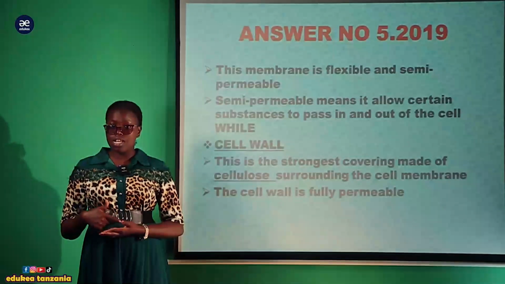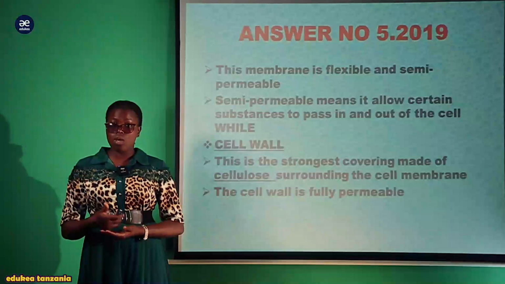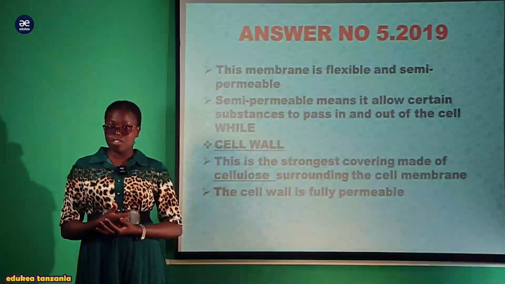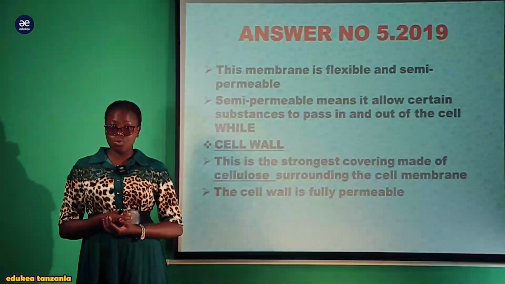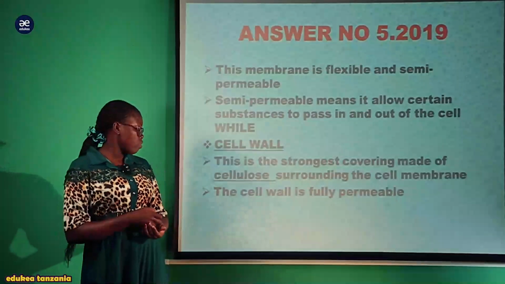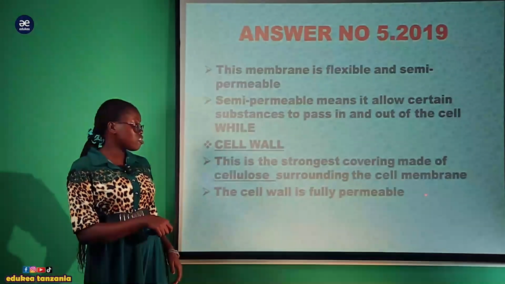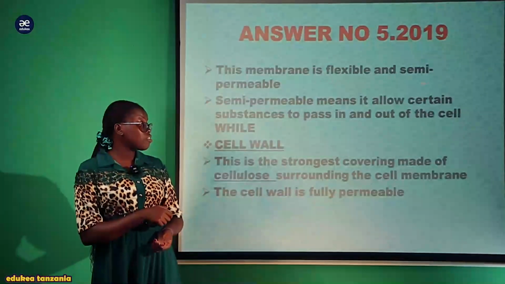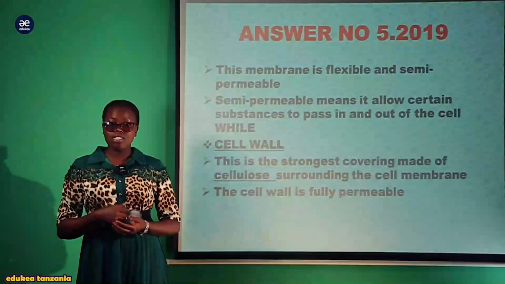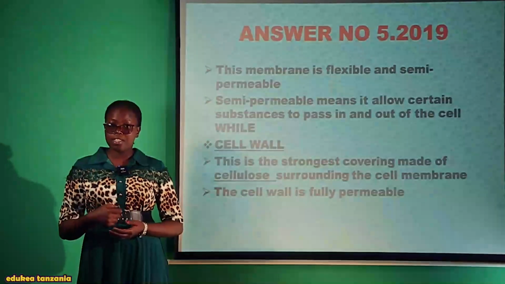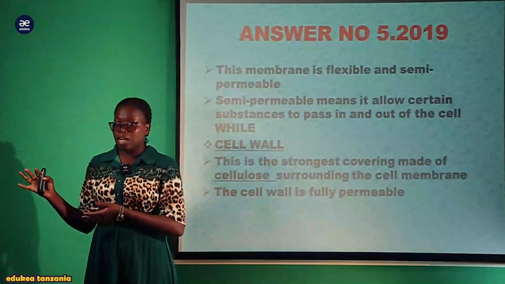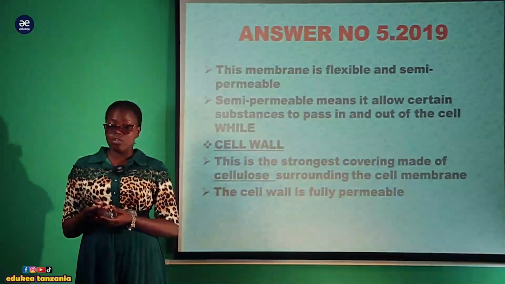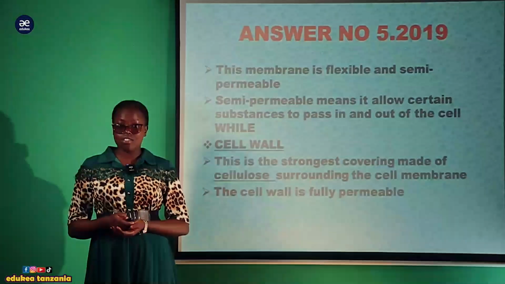Also, in composition, the cell wall is made up of cellulose, while the cell membrane is made up of protein and lipids. So today you have already got the two differences. Also, the cell wall is fully permeable, while the cell membrane is flexible and semi-permeable. The cell wall is fully permeable, meaning it allows all water and mineral nutrients to pass in and out of the cell. There's no restriction.